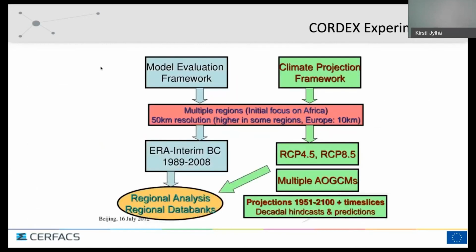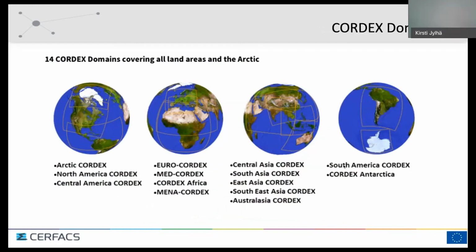So this is the experiment framework for CORDEX. We have a model evaluation framework, a climate projection framework in different regions at high resolution. So it's mostly 50 kilometer, but in some regions it can be as high as 10 kilometer. It's using the reanalysis boundary condition and some climate scenarios. Those are CMIP5 scenarios, but there are plans to also do experiments using the new CMIP6 scenarios. So there are 14 CORDEX domains covering all land areas and the Arctic. So different initiatives or different regions to cover all the regions.